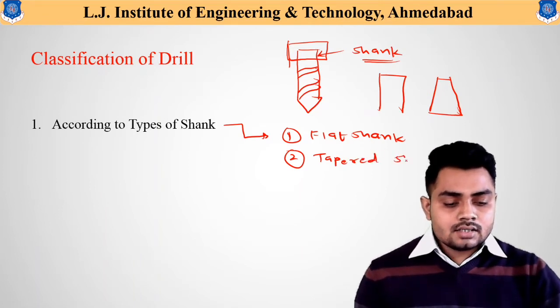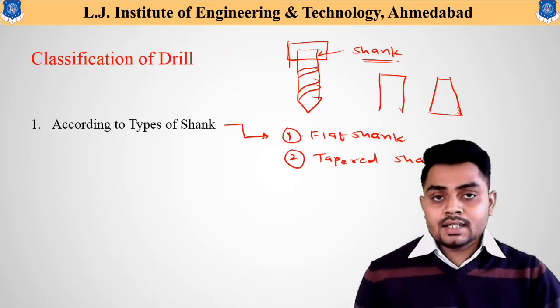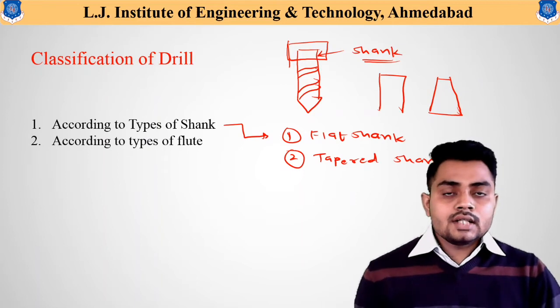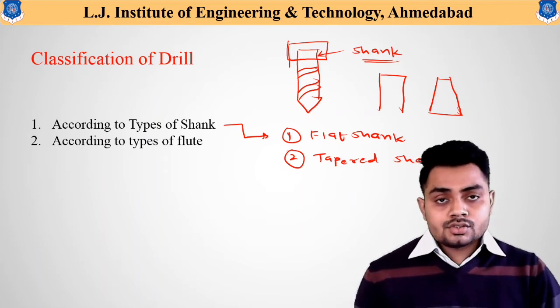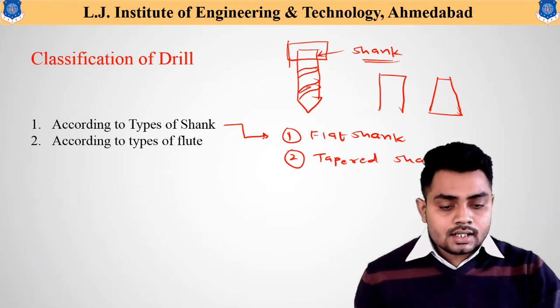And where these flat and tapered shanks are used, we are going to discuss in our detailed topics. Now the second one is according to the types of flute. So first of all, what is a flute? As you can see, there are certain curvatures drawn over here in this particular figure.